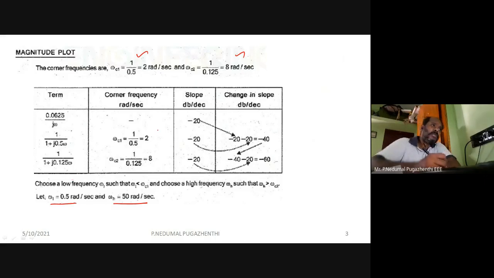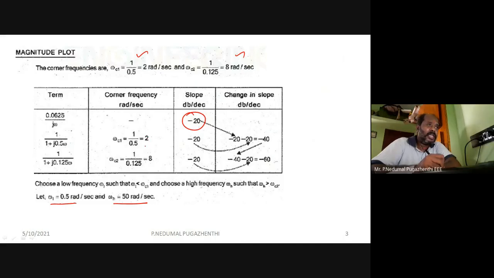For the magnitude plot I will have only three terms; I will not include the e power minus 0.2 j omega term. The first term is 0.0625 by j omega. It has no corner frequency, since there is no time constant. And since omega is in the denominator with power 1, the slope is minus 20. Then I go to the second term, based on the corner frequencies in descending order.